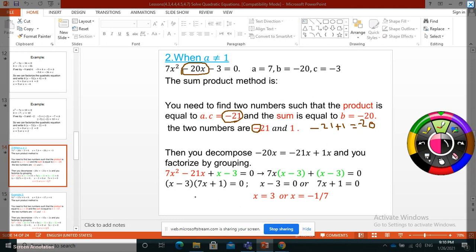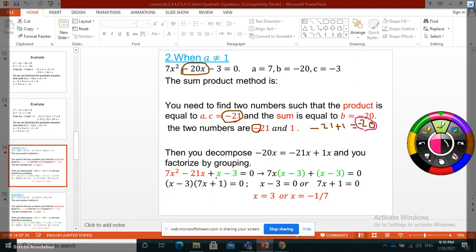Now I see that I have 4 terms. I will explain again: A is not equal to 1, so I need to find two numbers that, if I multiply them, give me A times C, and the sum gives me B. Those two numbers are minus 21 and 1. Their product is minus 21 and their sum is minus 20. Then I take minus 20x and decompose it as minus 21x plus 1x.